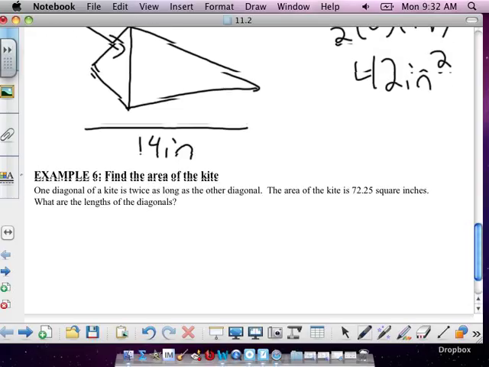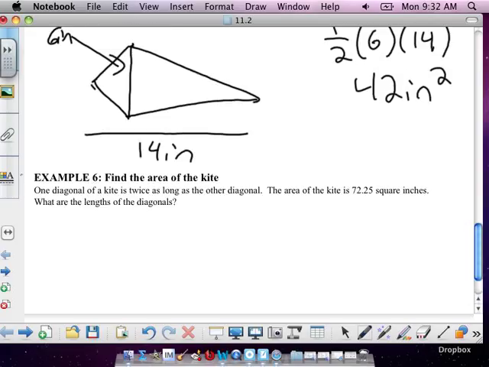All right. One diagonal of the kite is twice as long as the other diagonal. The area of the kite is 72.25 square inches. What is the length of the diagonals? Okay, this is where I feel like it gets tricky. What's the first thing you should probably do if you have a situation like this? Draw a picture.